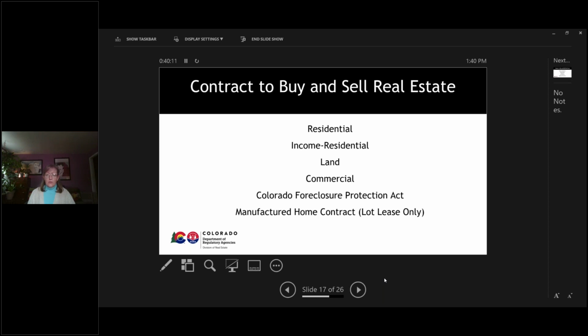I will say with the contract to buy and sell, as we go through this document, you're going to see a lot of outs given for the buyer. And it just kind of goes to the whole concept of buyer beware.